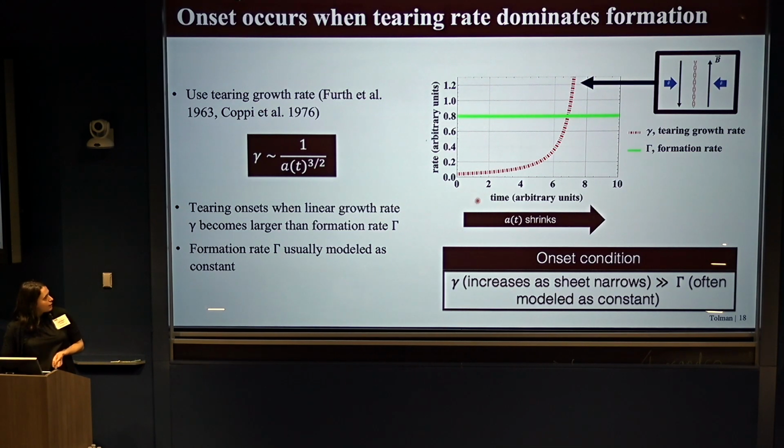So here I have a schematic diagram where along the x-axis I have time. And as time goes on, your magnetic field is getting pushed farther and farther together, and it's getting narrower and narrower. Along the y-axis, I have rate in arbitrary units. Throughout this whole process, the current sheet is forming at a constant rate, which is given in green. And as the current sheet gets narrower, the tendency to tear is getting higher and higher. The consensus of the works is that onset happens, which is when the plasma becomes unstable, as you see in this diagram here, when the tearing growth rate is much larger than the formation rate.